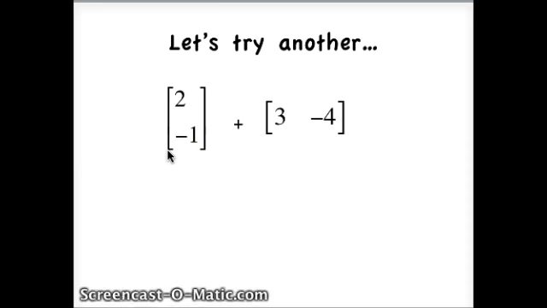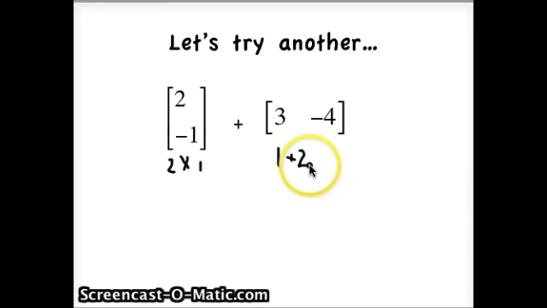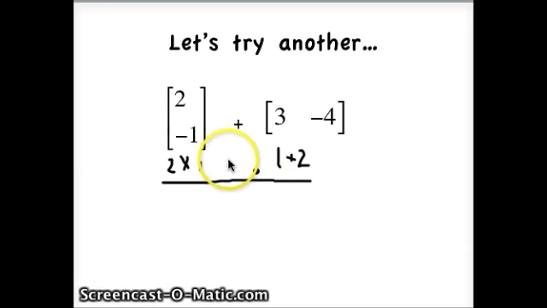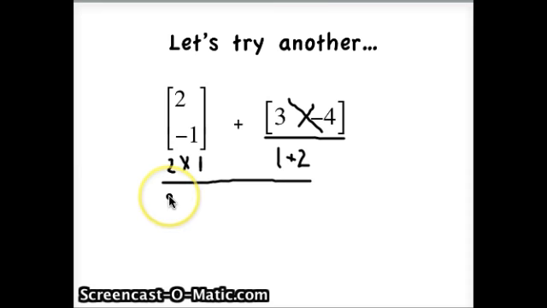Let's try another one. Here we have a 2 by 1 matrix trying to add to a 1 by 2. So it's very important to know that these dimensions are not the same. They are not the same, so we cannot add them. There's no way to flip this to make it a 2 by 1. It will not work, so it needs to stay the same. Therefore, these cannot be added. So make sure that you are not trying to flip these. They are different dimensions, therefore they cannot be added. Save yourself the work. You don't need to add these.